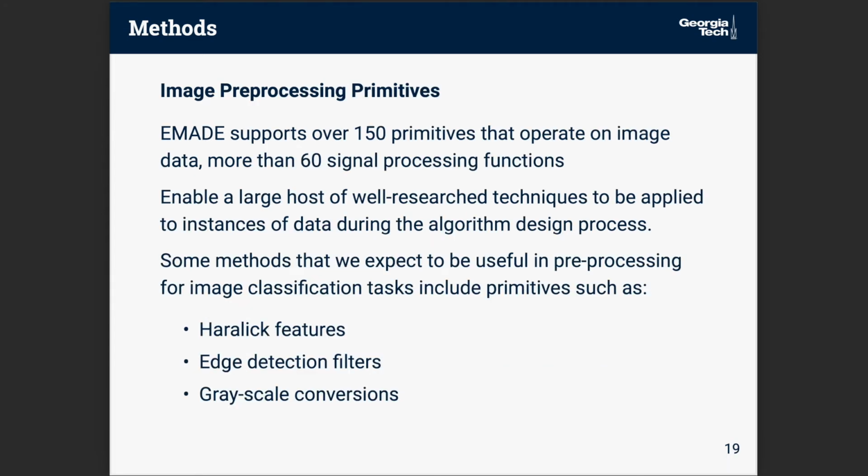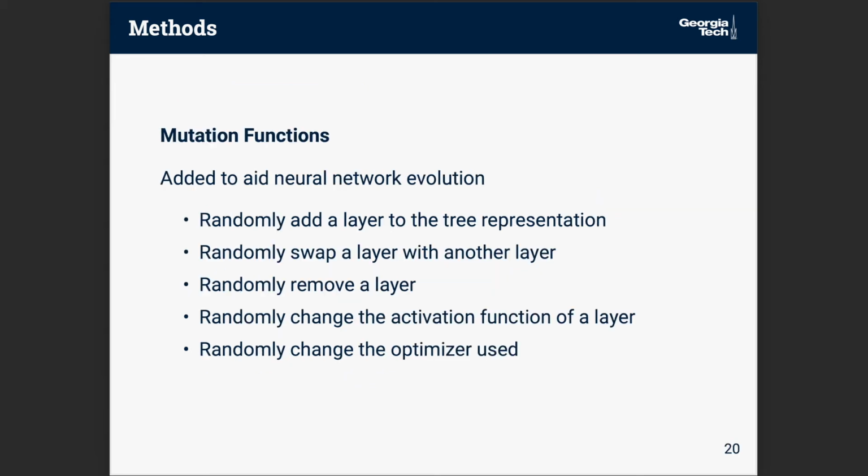EMADE supports over 150 primitives that operate on image data, with more than 60 signal processing functions. We included these functions as part of our own primitive set because we felt that they would be helpful for some image classification tasks. We include primitives such as the Haar-like features, edge detection filters, grayscale conversions, and many more.